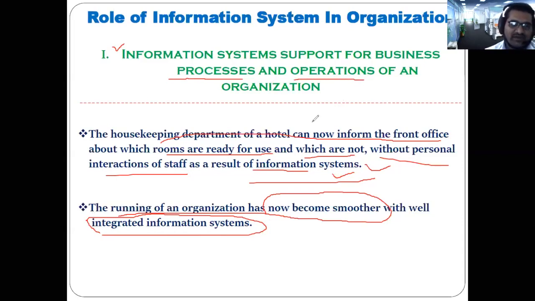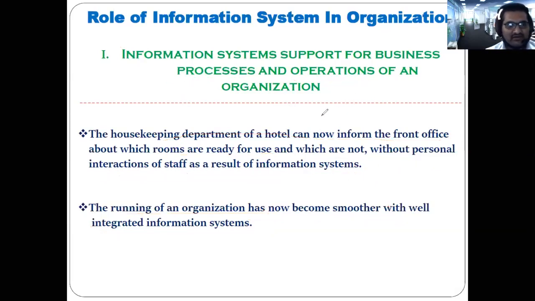Such support can also be given by the information system to manufacturing industries, educational institutes, etc. Here we have simply utilized the example of the hotel business. Correct? Shall we move forward to the next role of the information system?